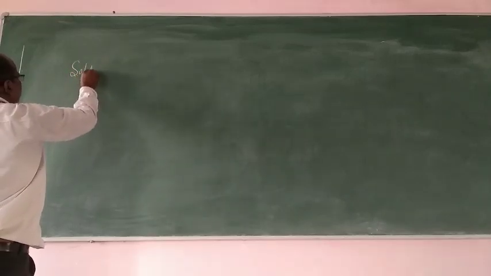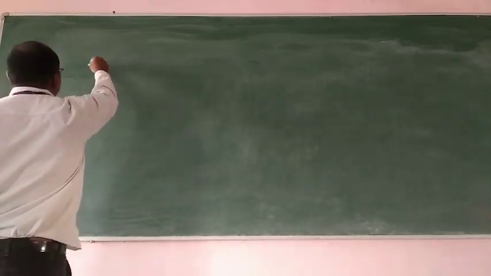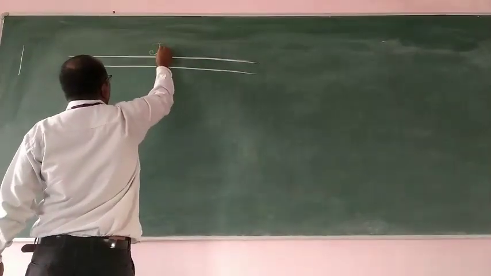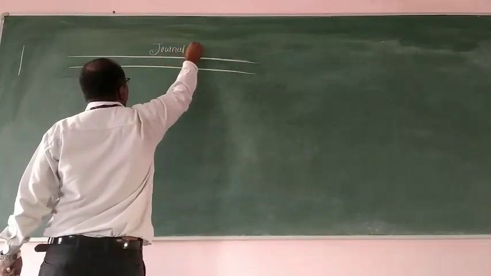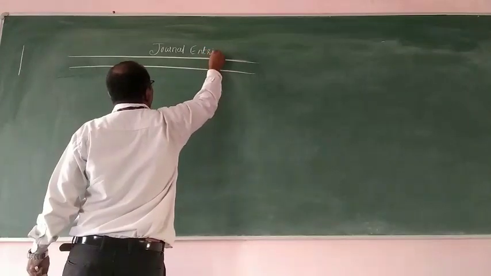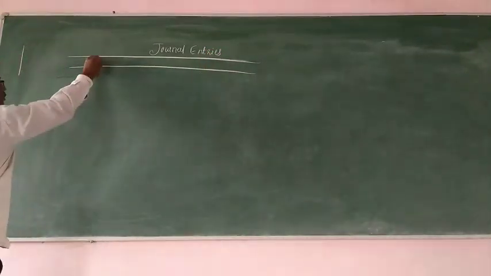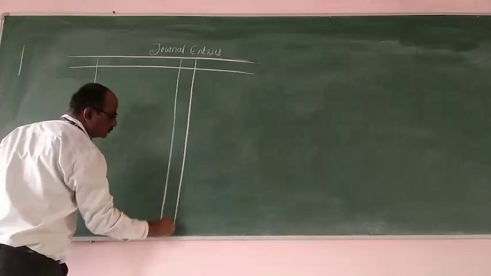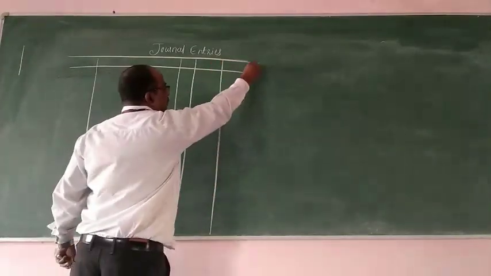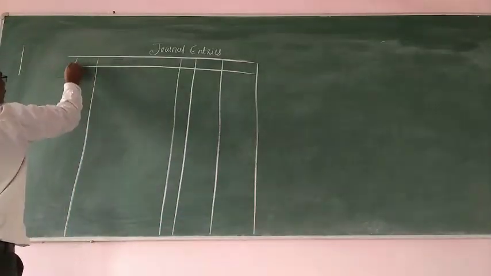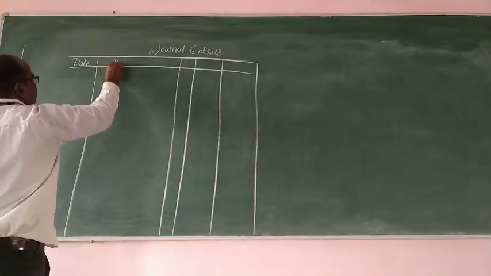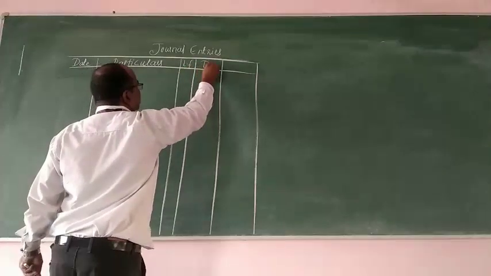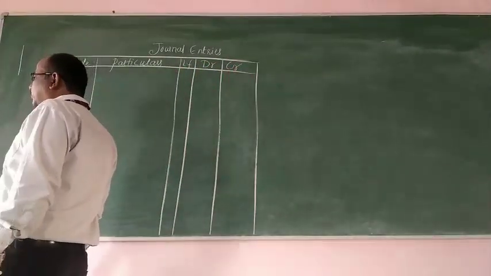Sold goods of rupees 50,000. Journal: particulars, left, debit, credit.